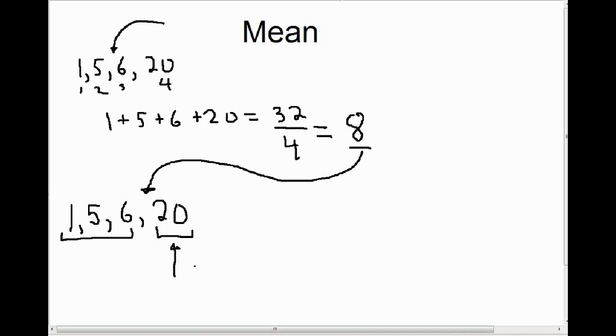And it's also important to note that 8 is not actually one of the values here, but it is the mathematical center of all of those values. Just like for the first example that I used where we had 80 and 100, the middle of 80 and 100 is 90. 90 was not one of those set of values, and neither is 8 here. But mathematically, 8 is the very middle of 1, 5, 6, and 20.